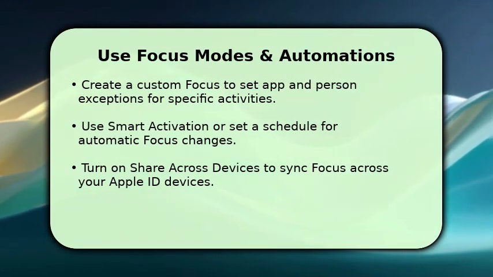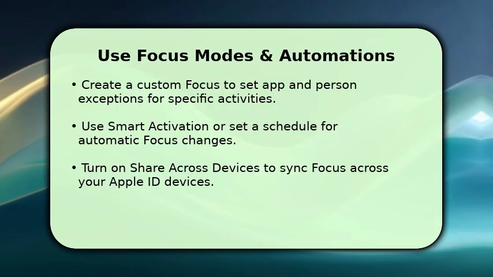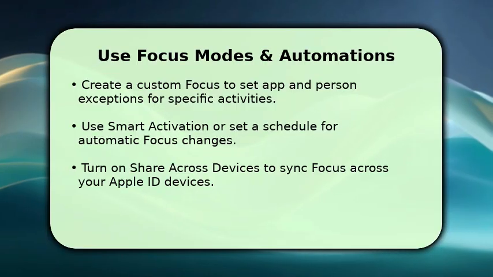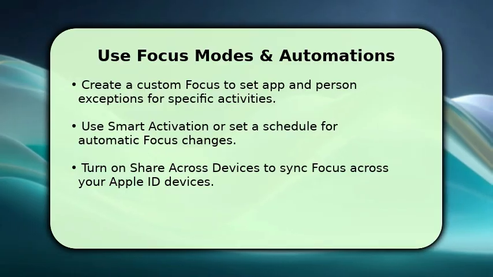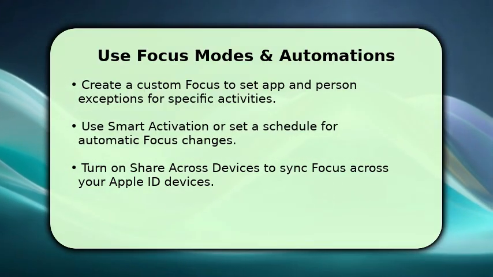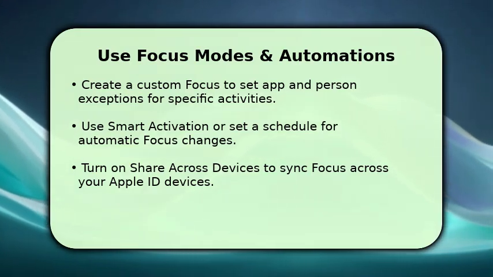Add allowed people and apps, set a custom home screen and lock screen, and choose whether to silence notifications completely. Use Smart Activation to let iPhone change focus automatically based on location, app usage, or time of day. You can also set explicit schedules and location triggers for automation. Finally, turn on Share across devices to sync focus.